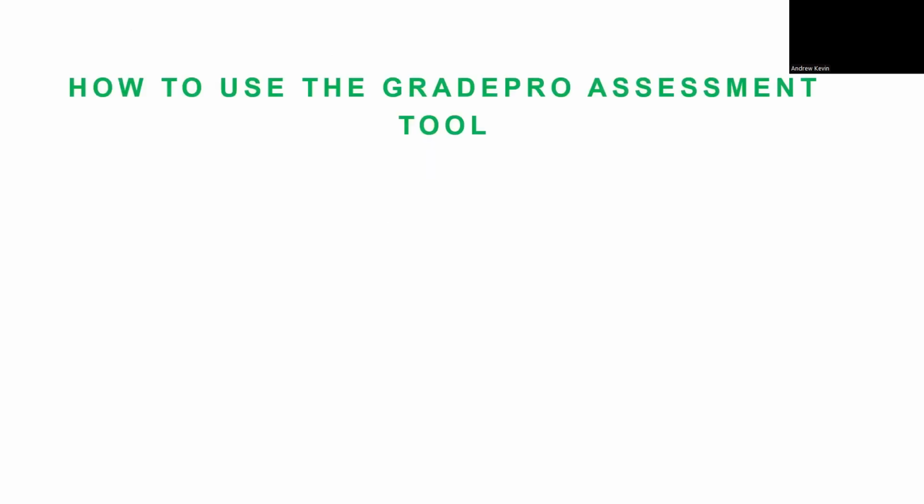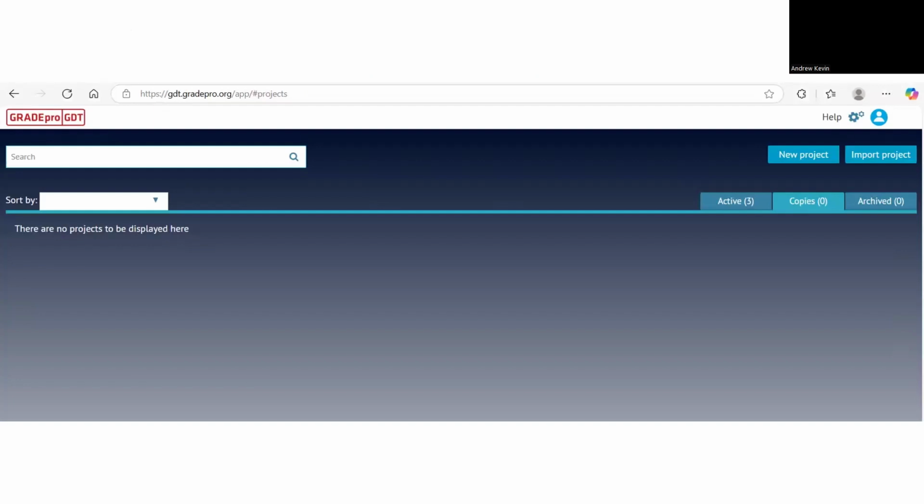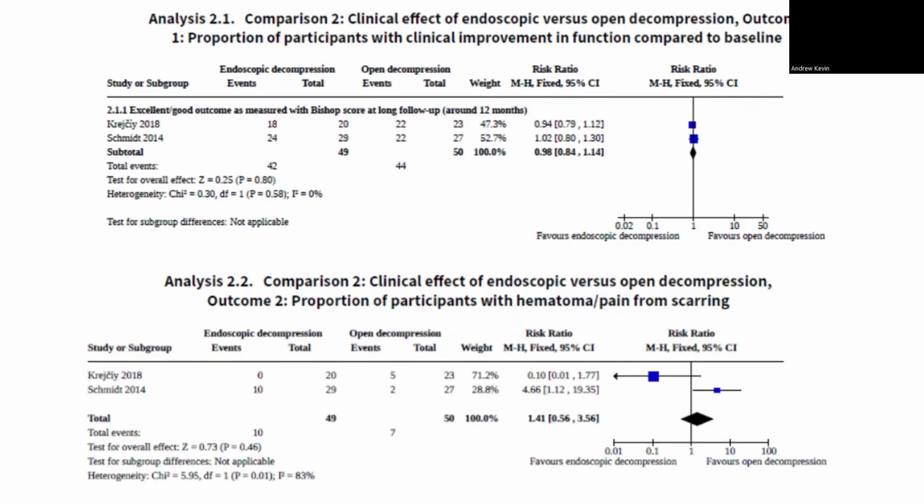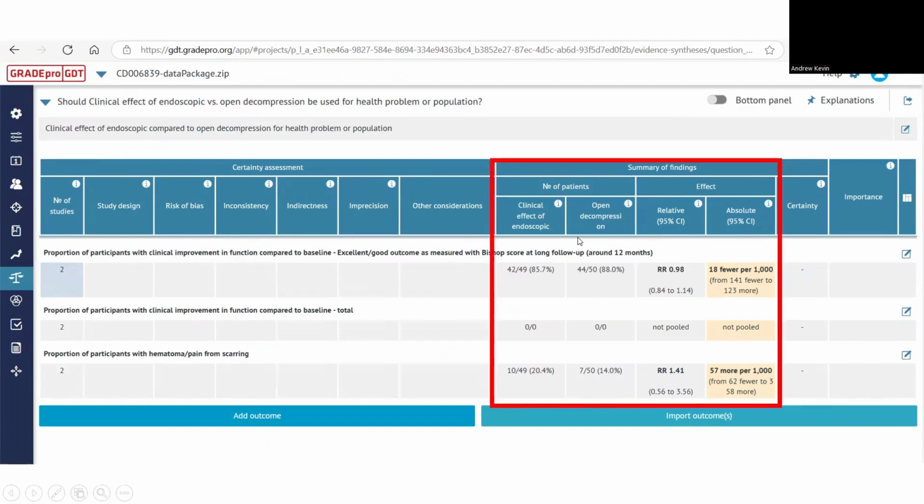We'll come to an example of how to use the grade assessment. If you go to the GradePro website, which is at gradepro.org, this is the home page that you can log in using your Cochrane account, and this is the home page that you would come to. The right-hand side, there would be a box showing import projects. You can click on that box showing import projects, and if you have the underlying data file from a Cochrane review, you can upload that data file, and that would automatically enter that data.